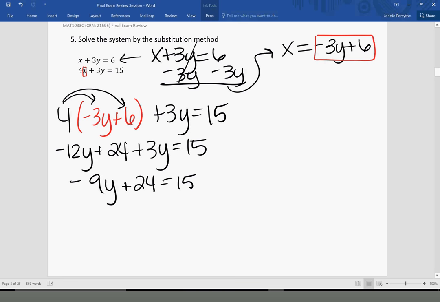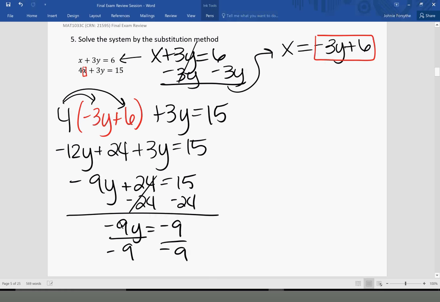Now I'm trying to solve for the variable. Hold on one second. Okay, so now I'm going to subtract 24 from both sides. So I'm going to have negative 9y equals negative 9, because 15 minus 24 is negative 9. To solve for y, divide by negative 9. So y equals positive 1. That's half of my solution.